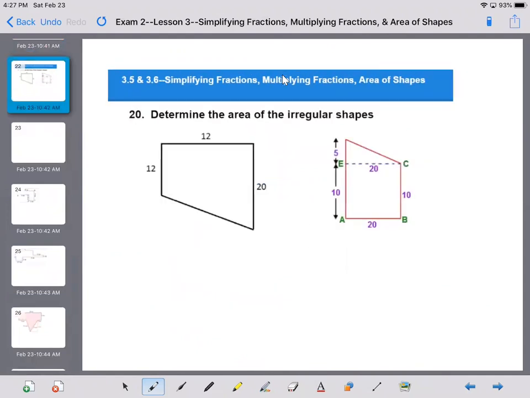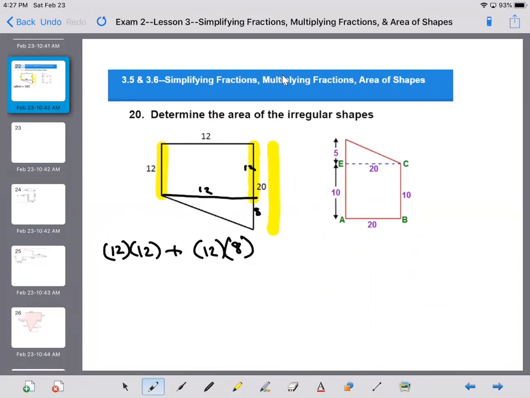If you're looking at irregular shapes, you could draw a line here. And so now we've got a 12 by 12. So now we've got a rectangle. Plus I need to find the area of this triangle. Well, we know the height is 12, but the base is not 20. So if this length here is 12, and this is 12, but the entire base is 20, then that means the remaining has to be 8, and we need to take half of that.